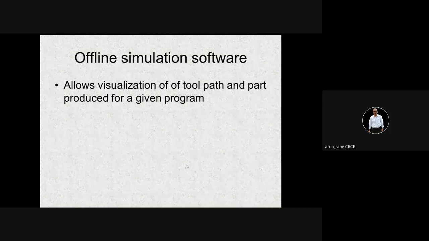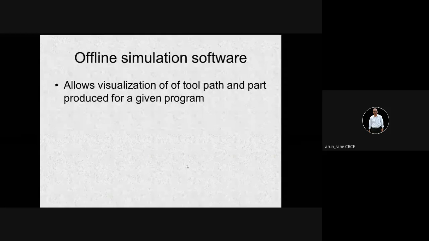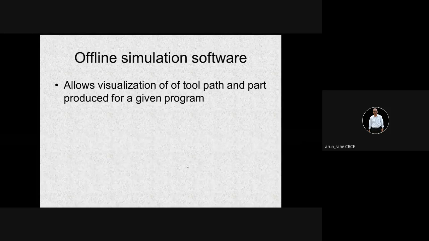So there is simulation software available offline wherein you can do the programming and the simulation. Simulation means you can check your program, you can visualize your tool movements, whether the tool is dashing into the workpiece or into the jigs or fixtures or the nuts and bolts. That can be checked offline and corrections can be made, and then that program can be interfaced or passed to the machines so that your programming time and checking time is saved.